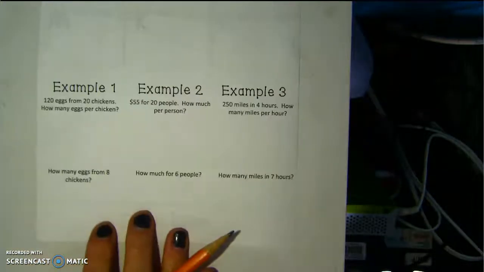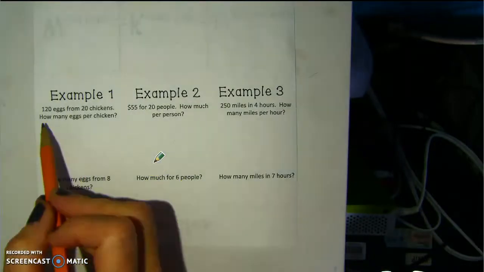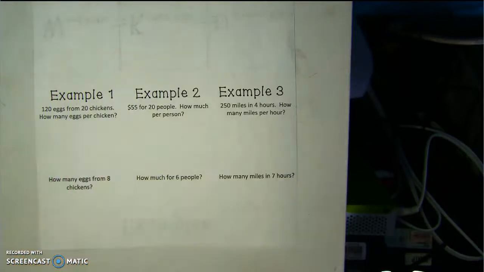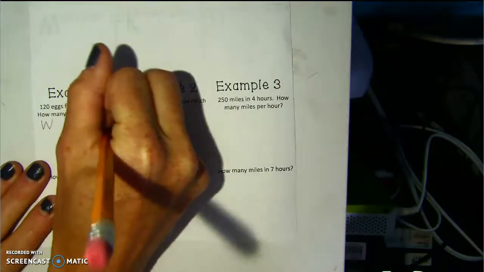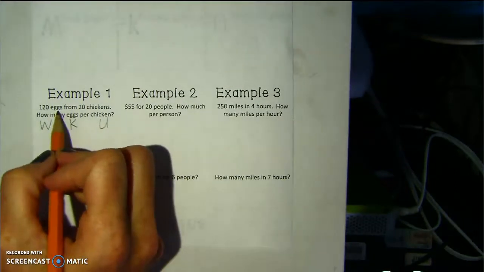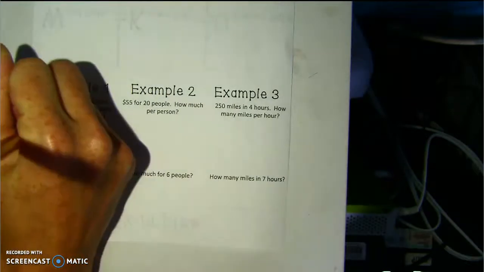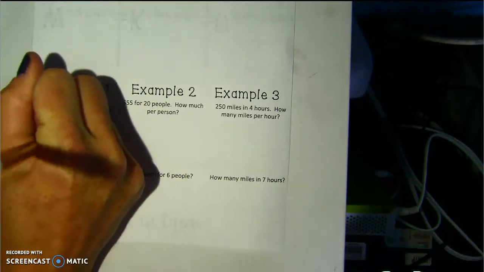So let's look at example 1. Flip your foldable over. Says 120 eggs from 20 chickens. How many eggs per chicken? So go ahead and write your W, K, and your U. Now, what is our word ratio? What are we looking at right here? Just the words. Eggs to what? Chickens. So you're going to write under your W, eggs over chickens.